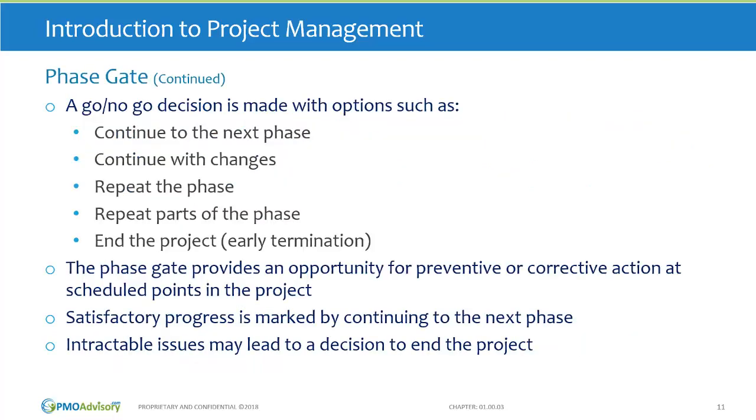During the phase gate, a go, no-go decision is made. The options are, if everything is good and complies with the plan, continue to the next phase. You might choose to continue with some changes. If the progress is not satisfactory, you might choose to repeat either parts of the phase or the entire phase. If there are serious issues putting the health of the entire project at risk, you could make the decision to terminate the project early.